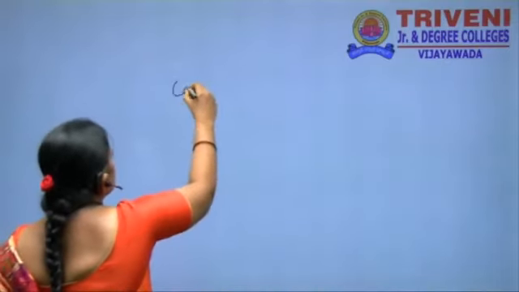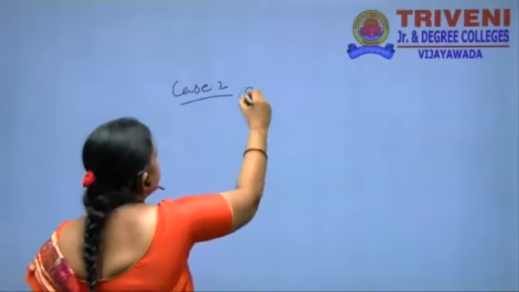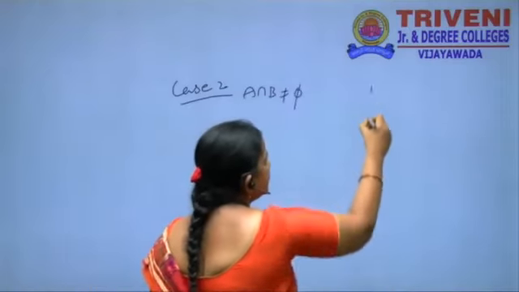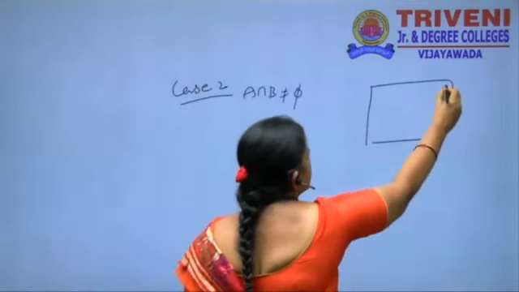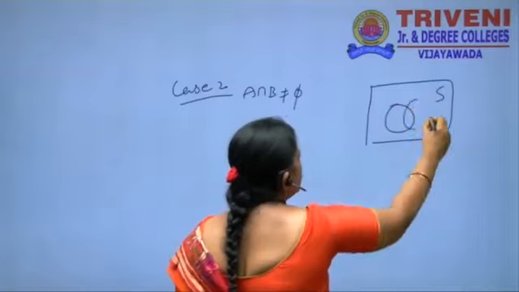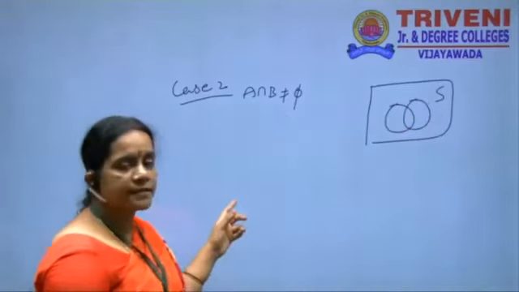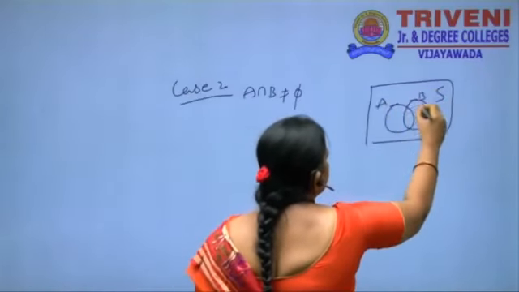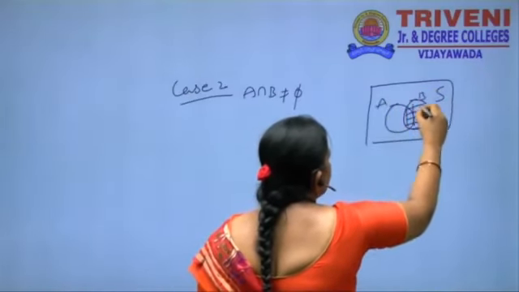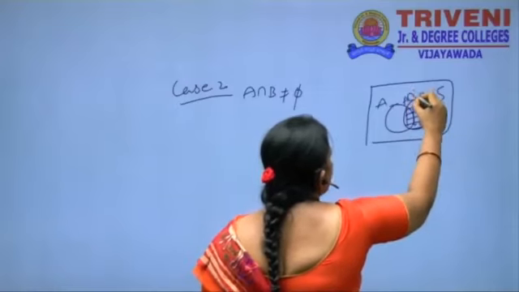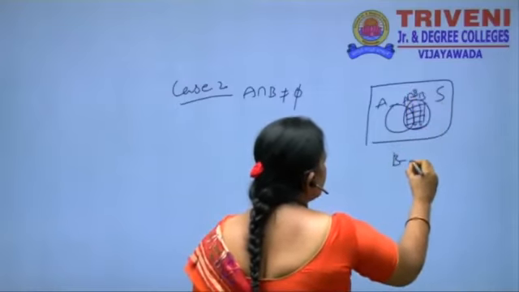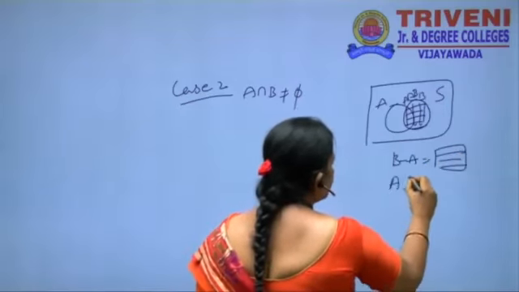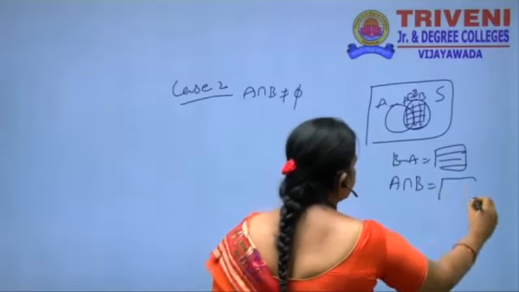Case 2 is taken as A intersection B is not equal to phi. Here S is a sample space, and A and B are two events. We take A intersection B is not equal to phi, that's why I am taking it like this. Here some elements are there. This crossing part is A intersection B. Here B minus A is this region, and A intersection B is the crossing part.